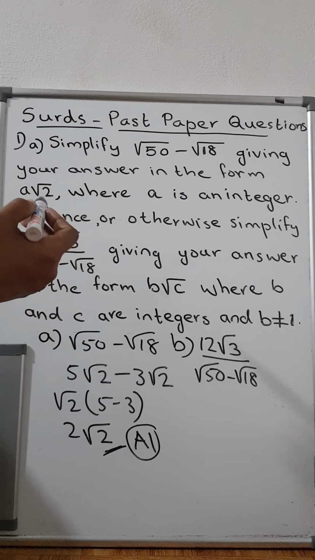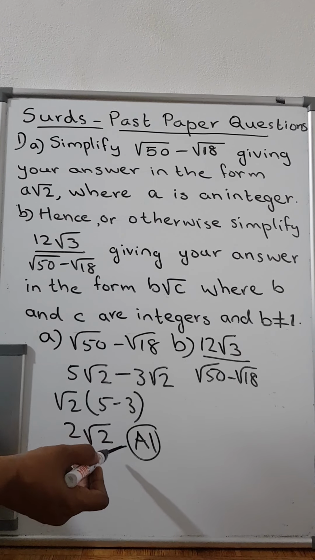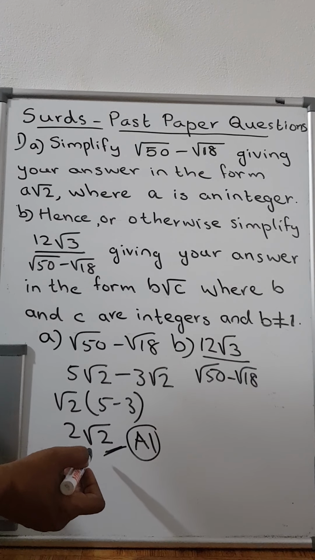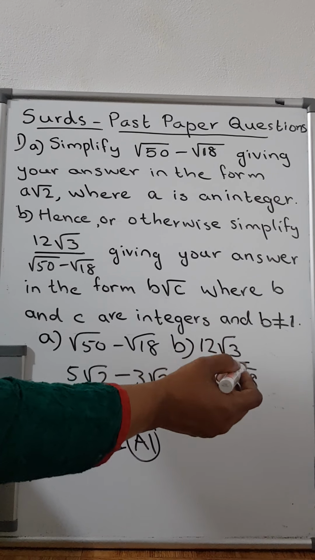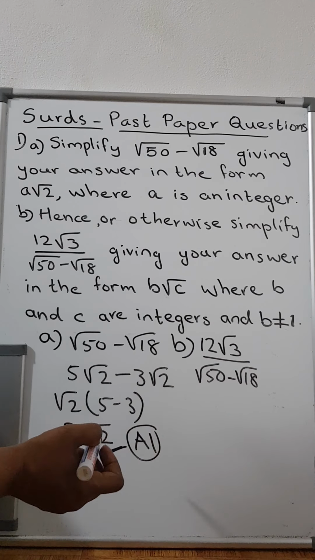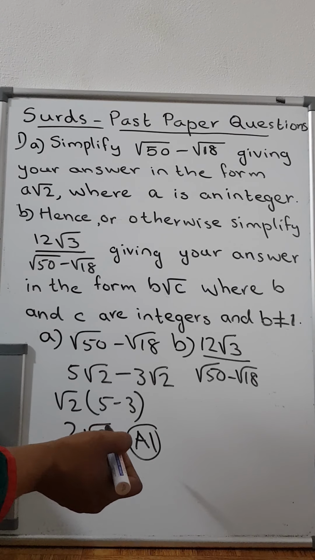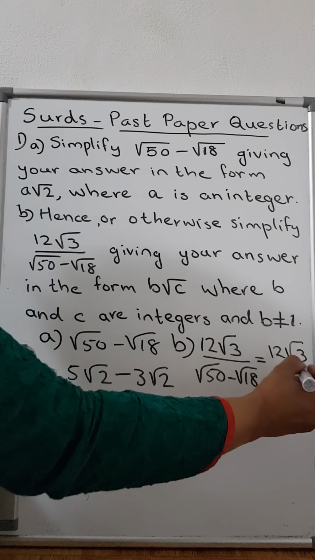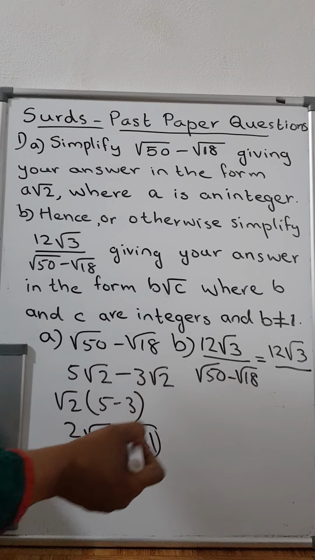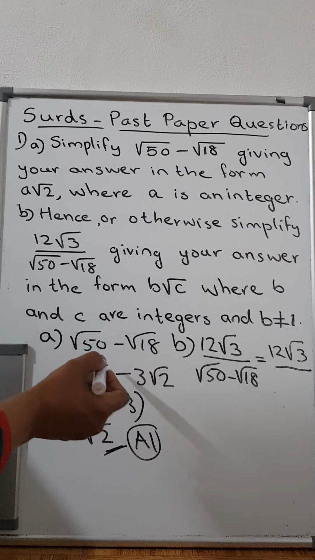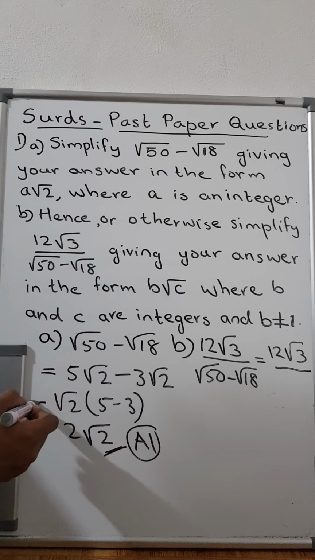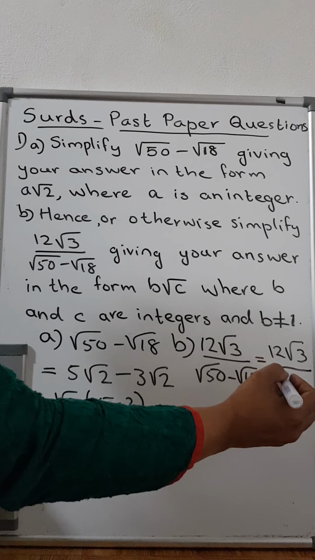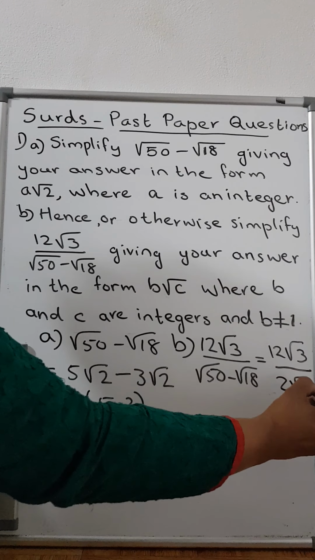Hence or otherwise. Either we can go from the first part, then we can replace root 50 minus root 18 with 2 root 2, or we can start from here. If we start from the previous part, it will be much easier. So we can write it as 12 root 3 divided by root 50 minus root 18, which is 2 root 2. We got that from the previous part. So we can replace root 50 minus root 18 with 2 root 2.